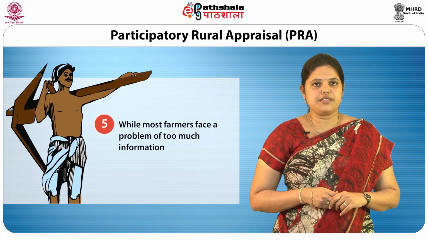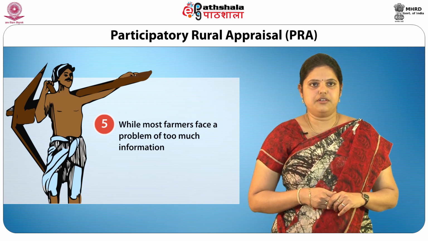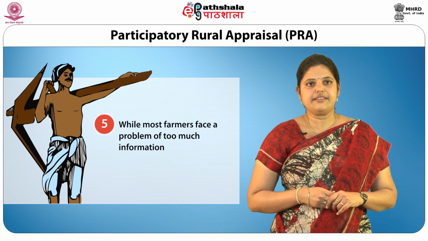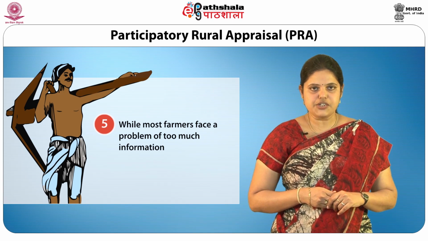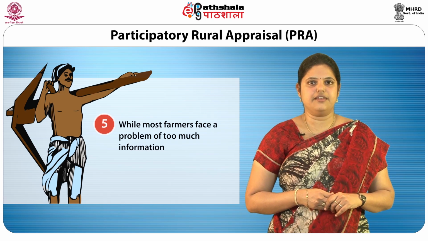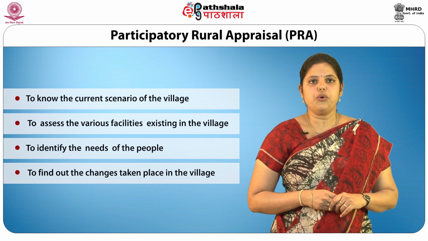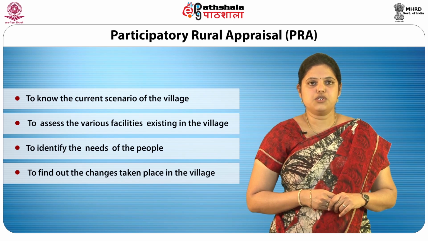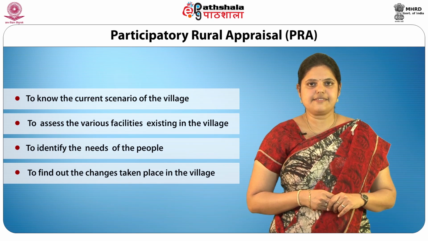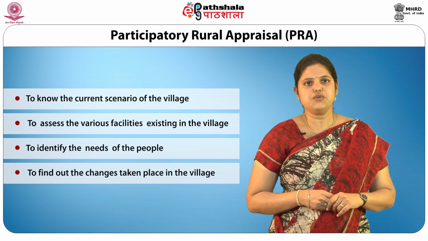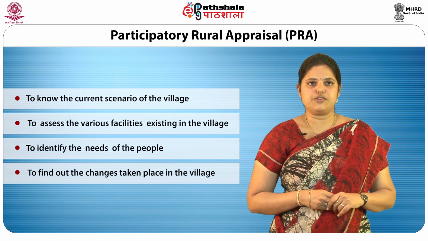While most farmers face a problem of too much information, there is a widening gap between research and development, funds are scarce, and the research and development organizations wish their findings to be more effectively communicated. Why is PRA used? To know the current scenario of the village, to assess the various facilities existing in the village, to identify the needs of the people and to find out the changes that take place in the village.